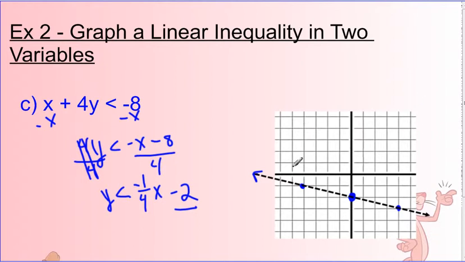Now, do we shade above the line or below the line? Well, let's look at the inequality. The inequality is a less than, so we shade less than the line. Below the line, lower than the line. So we shade this area down here.